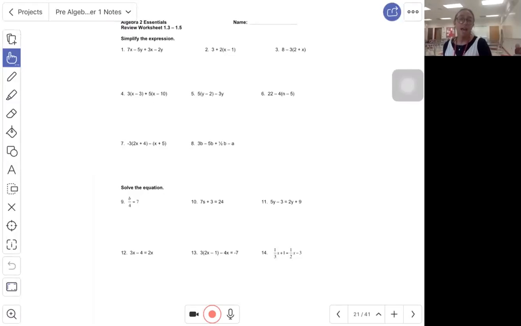So you will get an invitation that will pop up on your screen, like a notification to join the breakout room. Make sure you click that join breakout room. That will bring you to the breakout room.